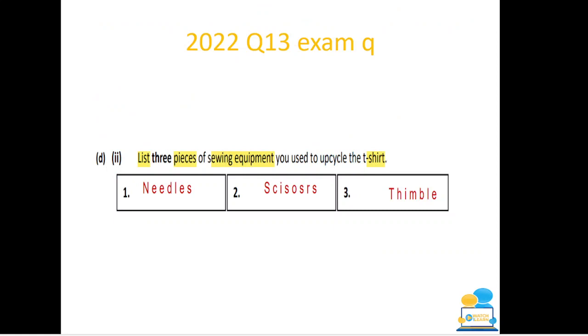This one here is from the 2022 question 13 exam question. Again, it says list 3 pieces of sewing equipment you use to upcycle the t-shirt. So my key information here that I've highlighted in yellow is list. Okay, list means it's coming from my short question, so it's going to be a very small answer. Pieces, sewing equipment, t-shirt. So in the previous part of this, you had to upcycle a t-shirt. So what would you use to upcycle your t-shirt? Well, you could use needles, you could use scissors, and a thimble, okay? Now there's loads of extra things you could have written down.